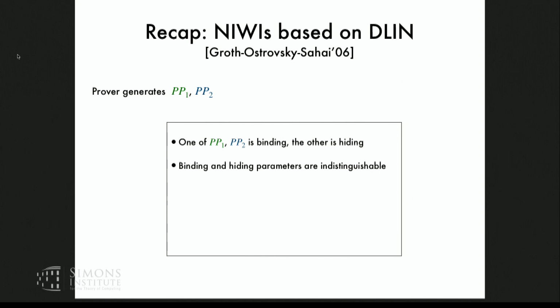Oh, sorry, one of these parameters has to be binding. The other will correspondingly be hiding. And moreover, the binding and hiding parameters will be indistinguishable. Okay. And roughly, we are going to use hiding to ensure witness indistinguishability and binding to ensure soundness.